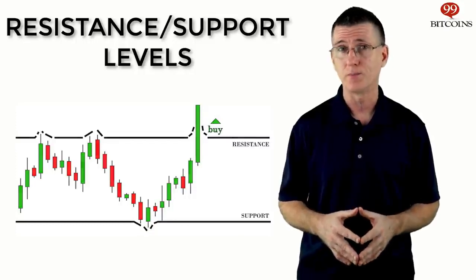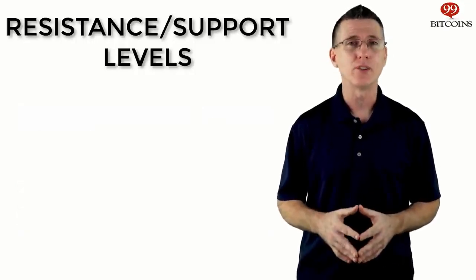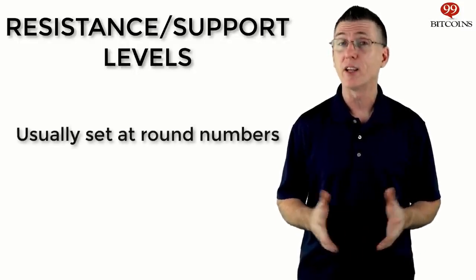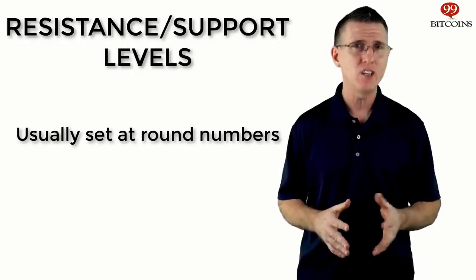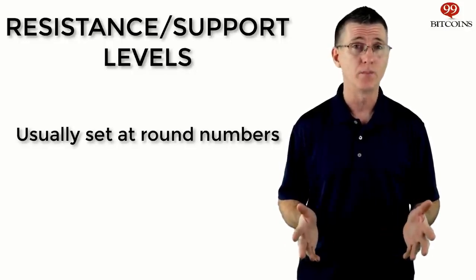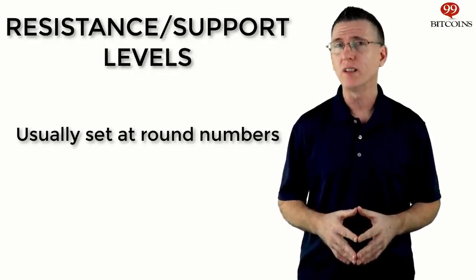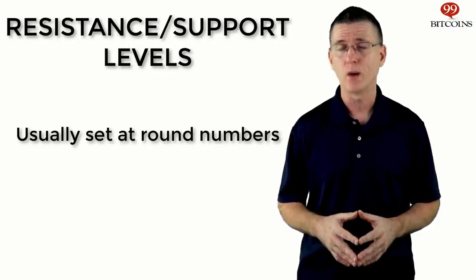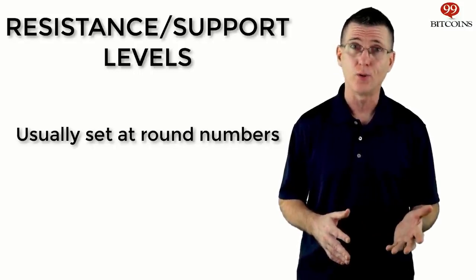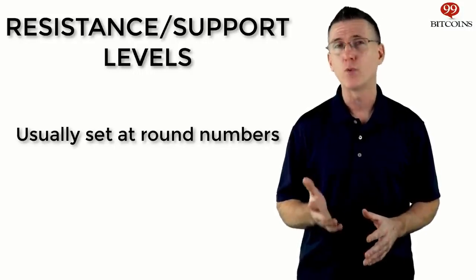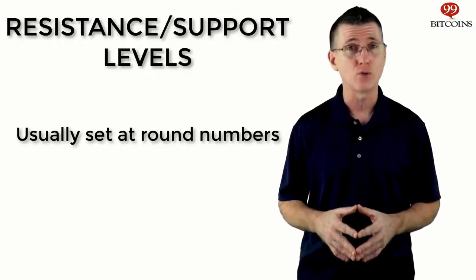Historically, the more frequently the price has been unable to move beyond the support or resistance levels, the stronger these levels are considered. Here's a common characteristic of both support and resistance levels. They are usually set at a round number, since most inexperienced traders tend to buy or sell when the price is at a whole number. So usually, you'll see a lot of buy or sell orders around prices like $10,000, rather than a price like $10,034.